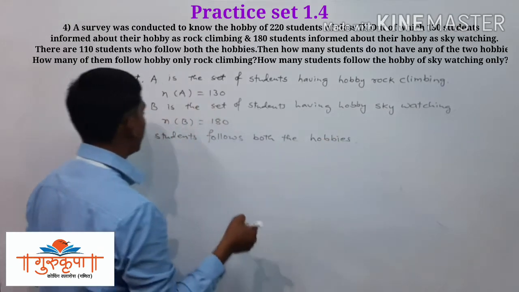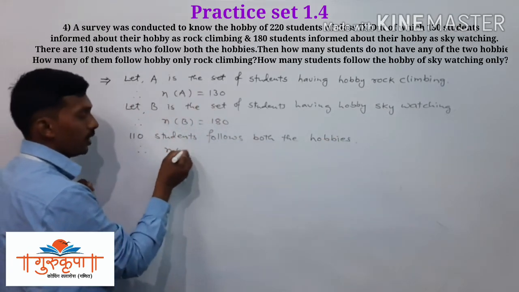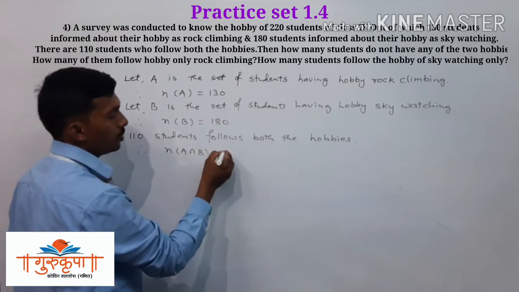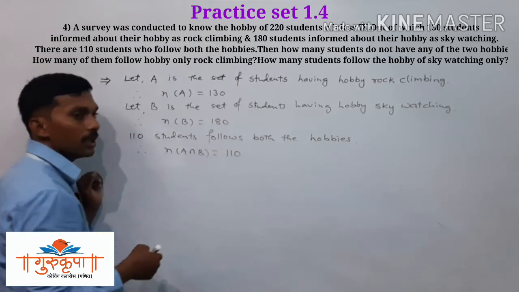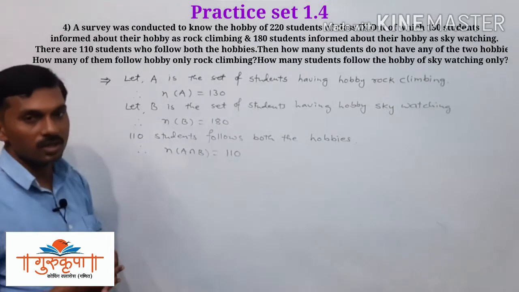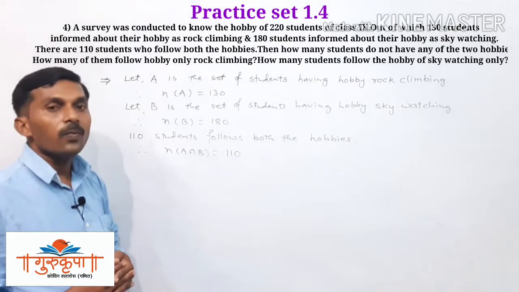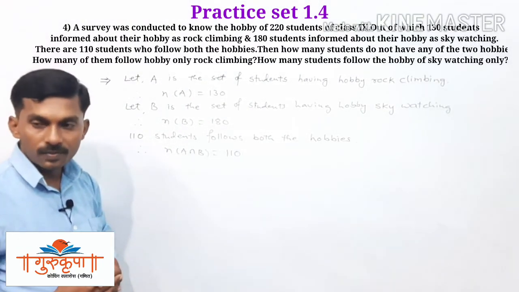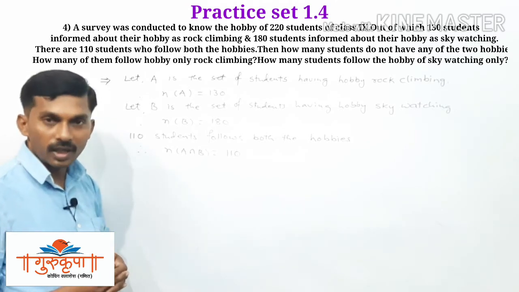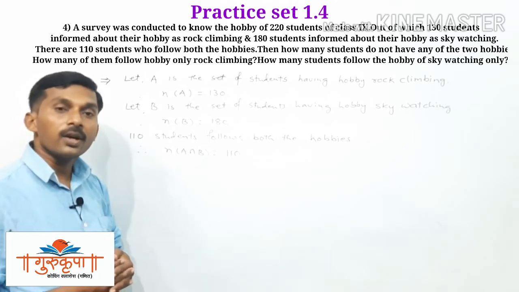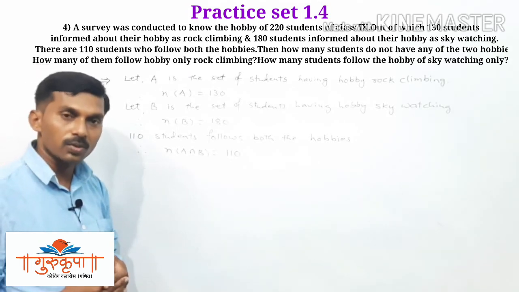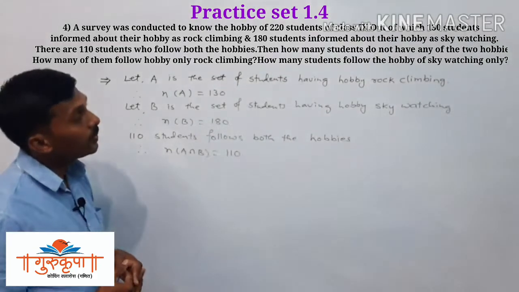So you can write number of A intersection B is equals to 110. That is the given information. And here we have three questions. The first question is, find the number of students, or how many students do not have one of the two hobbies? How many students do not have one of the two hobbies?